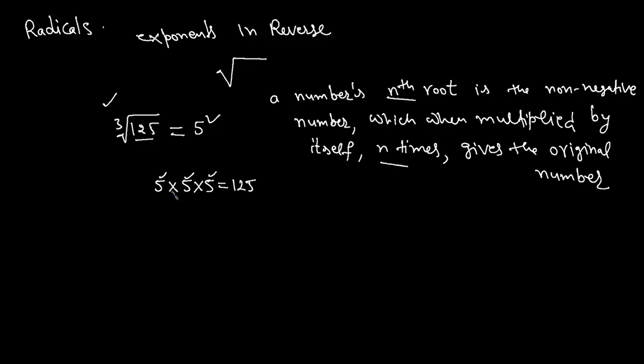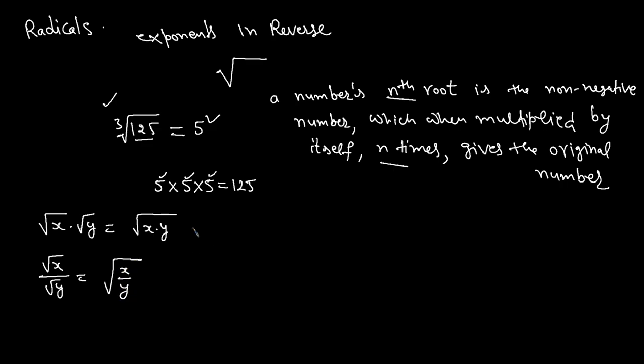Some examples you can use: square root of x times square root of y can be written by combining both and putting them inside one square root. And then comes square root of x over square root of y. You can write it in one square root, x over y.